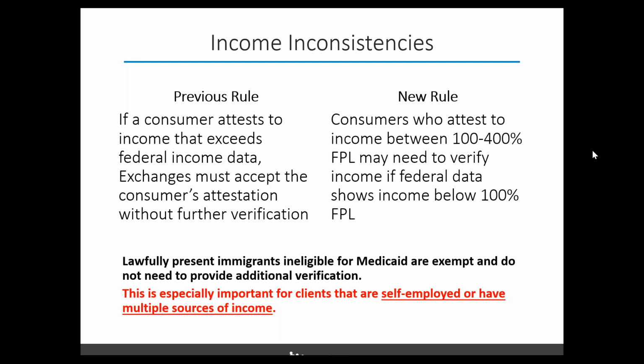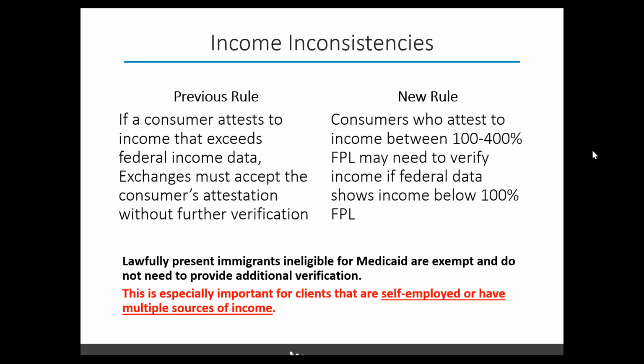And remember that consumers whose year-end income ends up below 100% of the federal poverty level, which means they estimated that it would be above 100% on their application but then they end up making less than they thought they would, are protected from repaying the full APTC amount due to the repayment caps and the safe harbor that I discussed earlier. That has not changed.